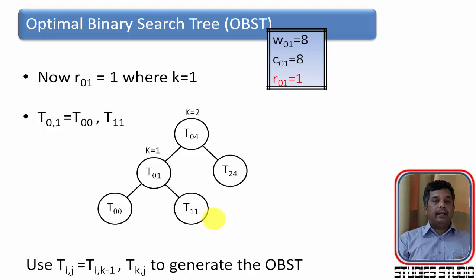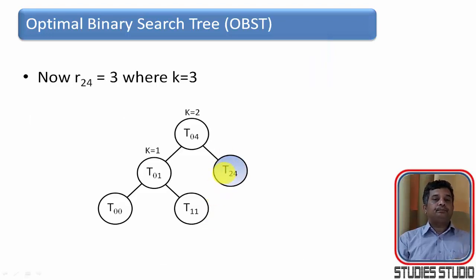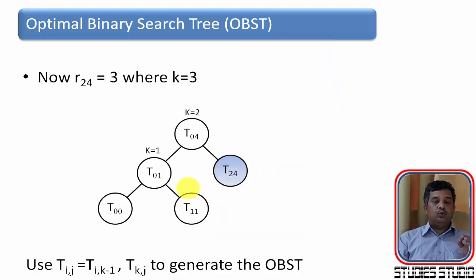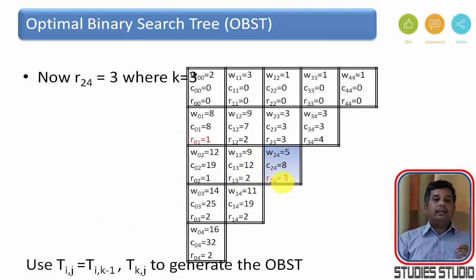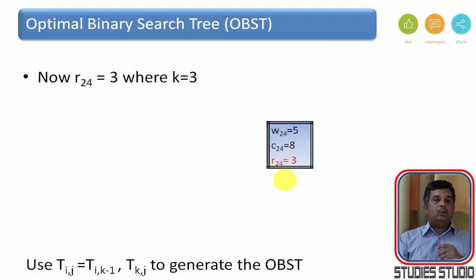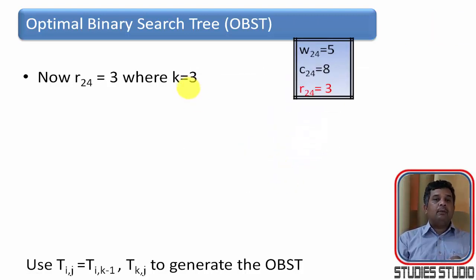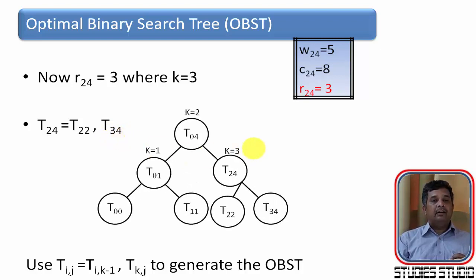Now we are going to take T24. And T24 we will get from R24, where we are taking the value to be 3. It means k equal to 3. Now apply the formula here. We are getting T24 will be T22 and T34. So we are going to have the left child of T24 as T22 and the right child as T34.